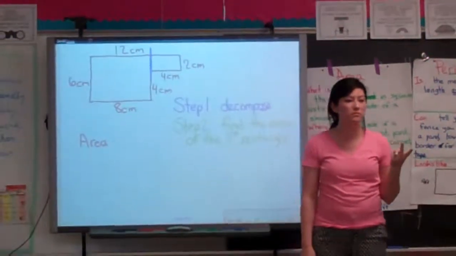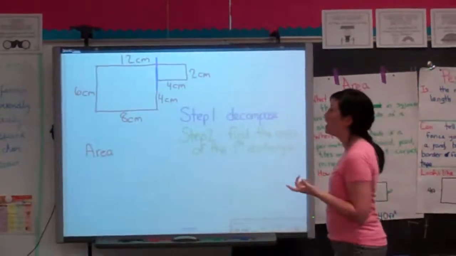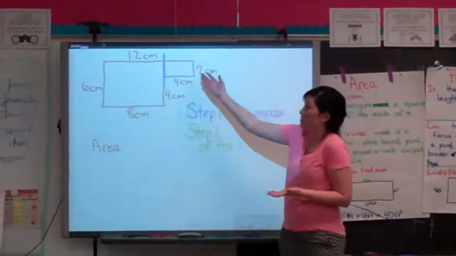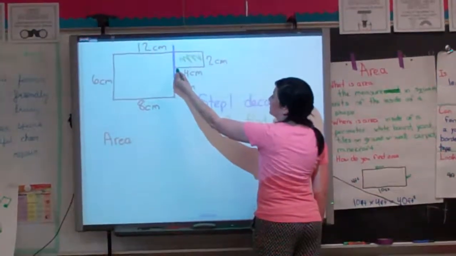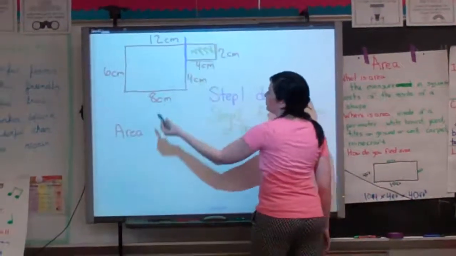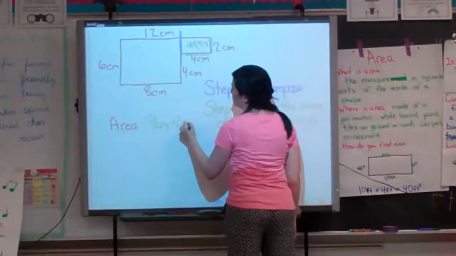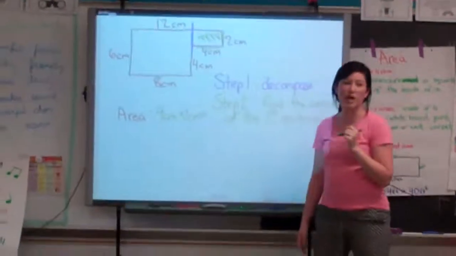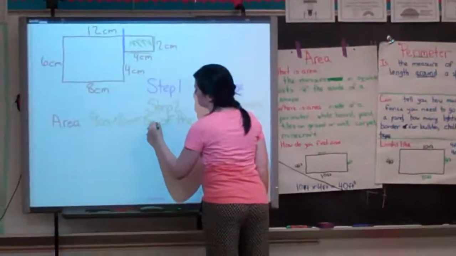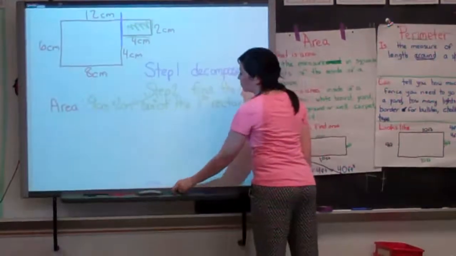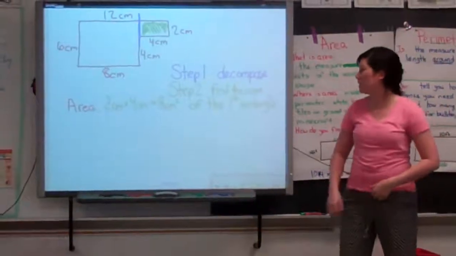Step 2, Abby, you are going to find the area of one of those rectangles. I'm going to go with the small one just because it's a little bit easier. I'm going to take my length times my width. So I have 4 centimeters times 2 centimeters. What is 4 times 2, everybody? 8. Good. 8 centimeters squared.